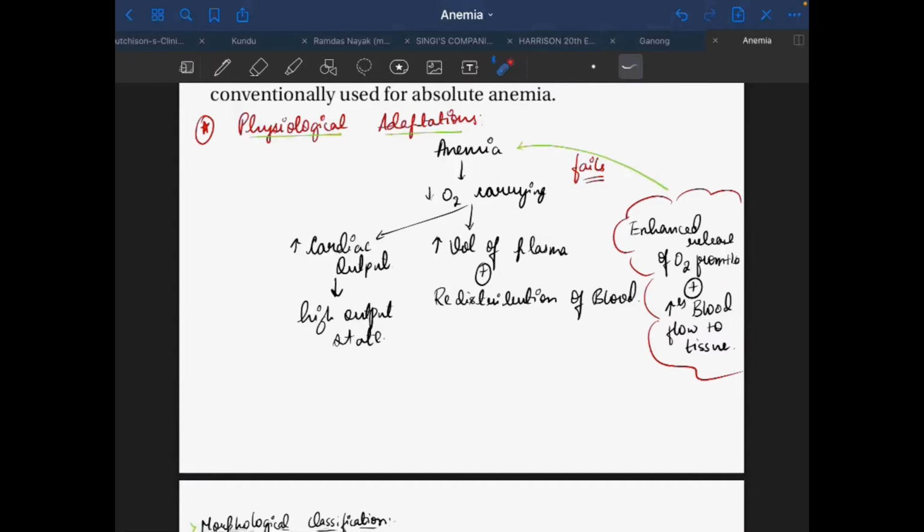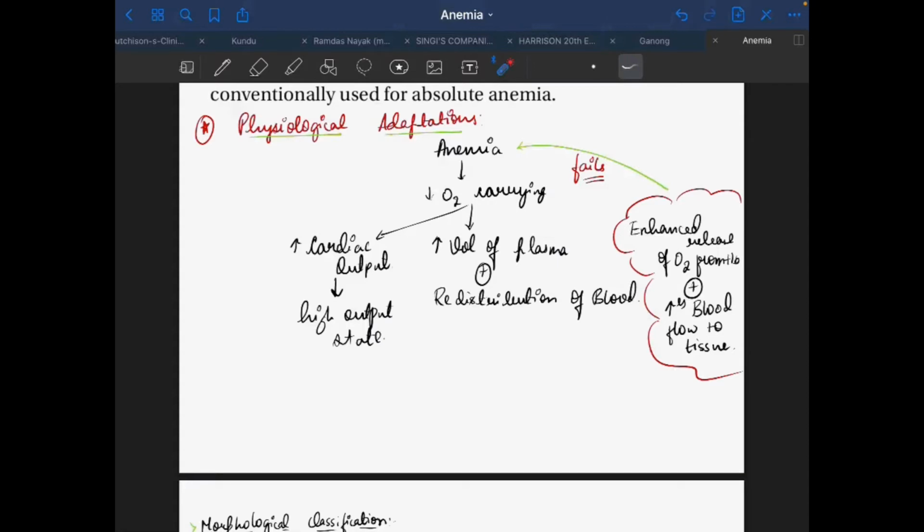Now, what are the physiological adaptations that happen after the anemia develops? So, what is anemia? It is nothing but decreased oxygen carrying capacity of the blood functionally. So what will happen now? If the oxygen capacity is reduced, one thing we have to do is increase the cardiac output.